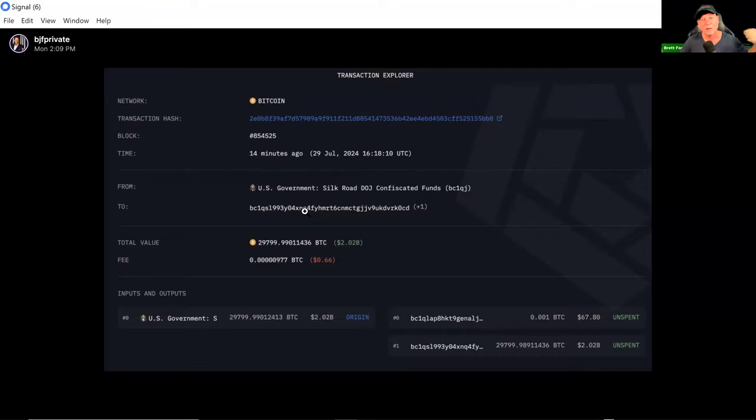So when we see large whales moving large amounts of crypto and Bitcoin onto, say, Kraken and Binance, et cetera, typically they're about to sell it. So this is an unknown wallet address, and so again, it should be selling at auction. However, we're seeing a lot of sell pressure here.